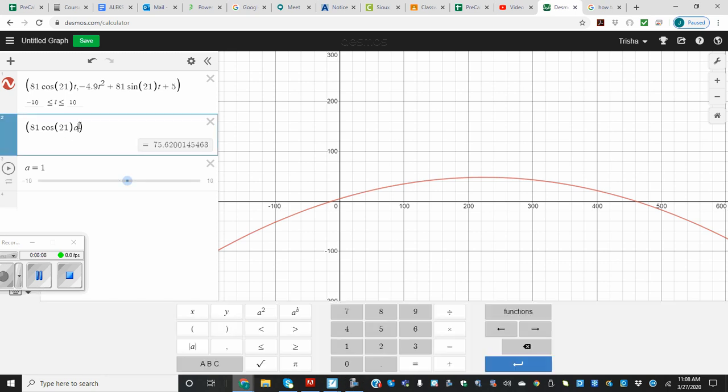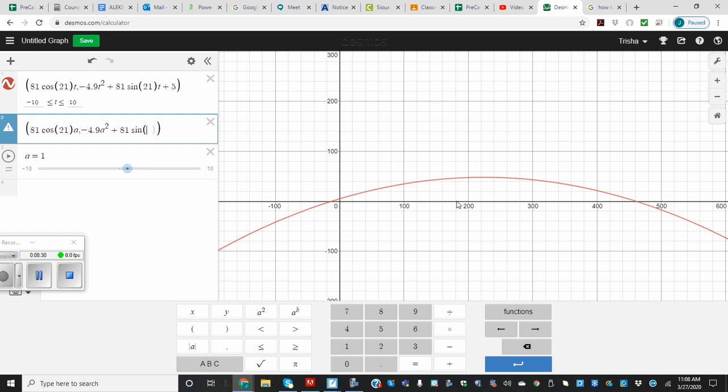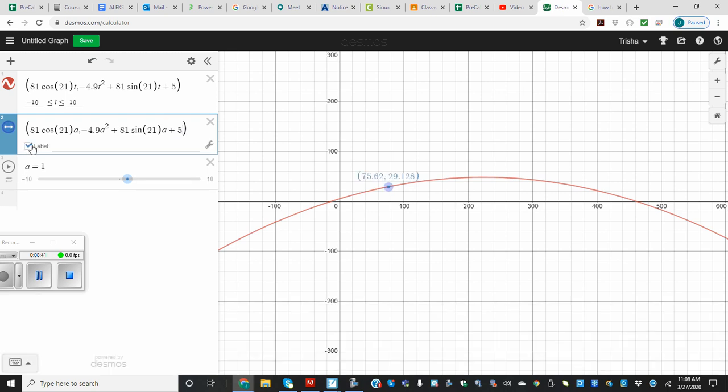Okay, now I'm going to keep going, so I'm going to put my comma. -4.9 t, no, not t, a squared. 81. Oh yeah, sine. So function, that would be sine. And then 21. And then we're going to call that a. And then we're going to do +5. Okay, now, yes, we're going to label. Okay, and I can't remember what I typed in here. I don't think I typed anything in there.